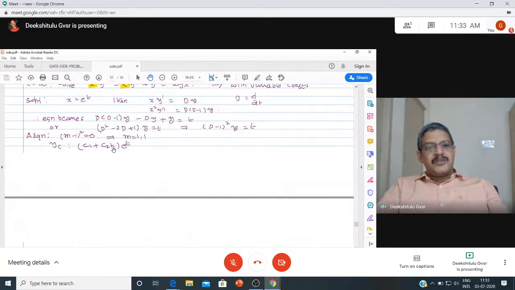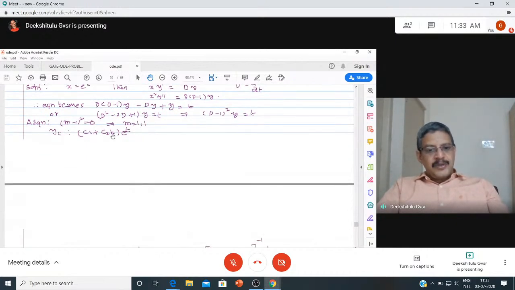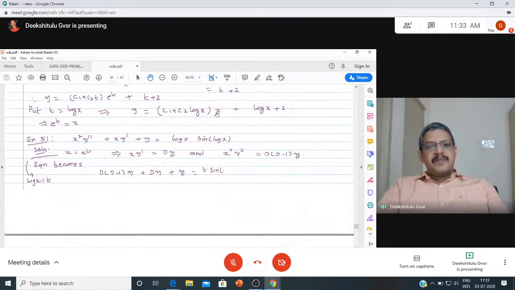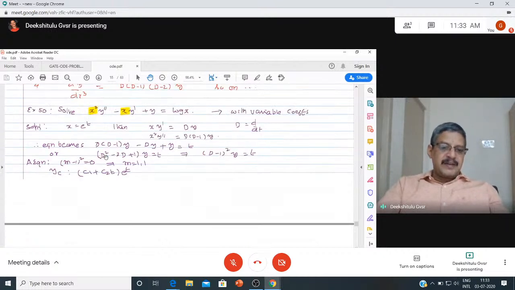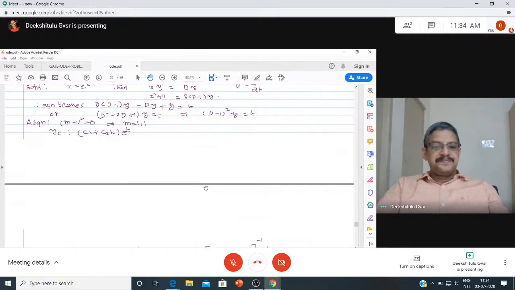Complementary function c1 plus c2 x e power x. Is it correct? No. But if you substitute t again, your complementary function becomes c1 plus c2 log x into x. So a lot of change is there. Okay. So be very careful when you apply this Cauchy's method here. The new independent variable is t. So the function here should be a function of t.